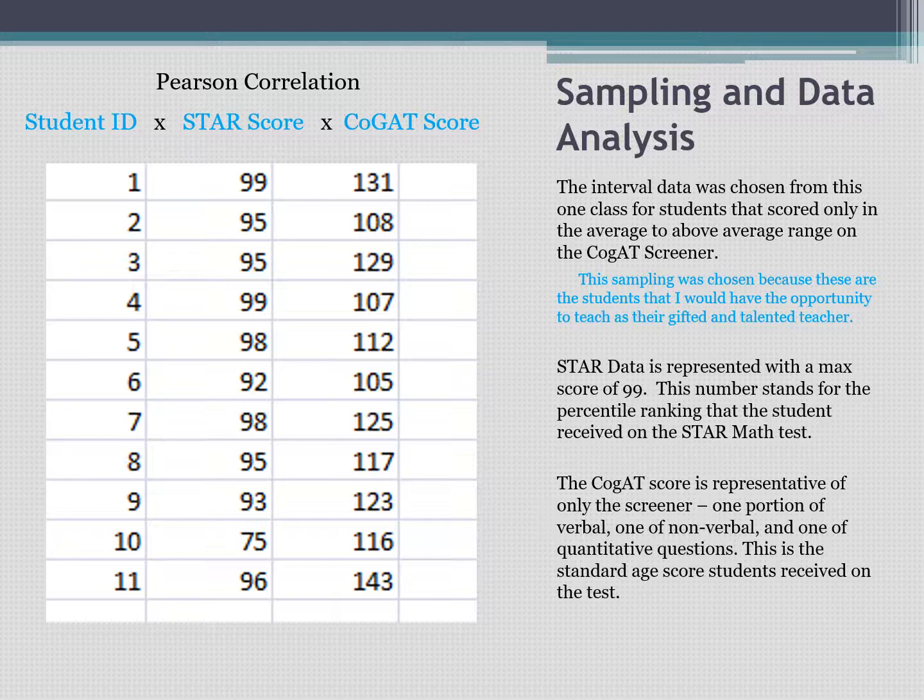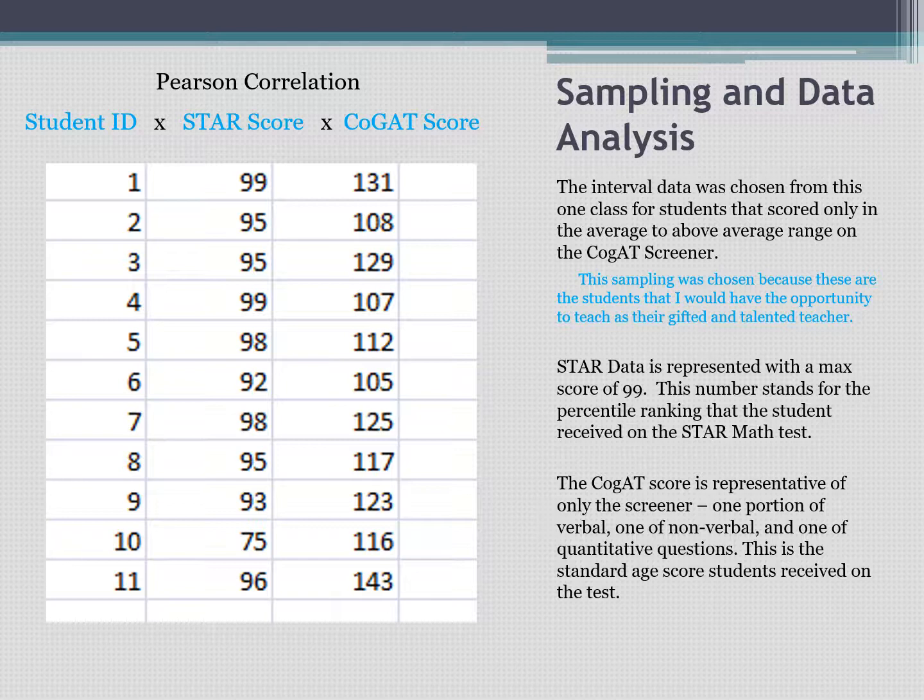STAR data is represented with a max score of 99, and a lot of you are similar, like you use the STAR scores in your school. It's very common to just use it to see where students are at, or for AR, or whatever you are using them for. So specifically, with these students that I chose with the COGAT, that's what I was wondering. If they had a high COGAT score, would they also score fairly well on STAR? And you see a lot of 90s over there, so that's where I was kind of curious.